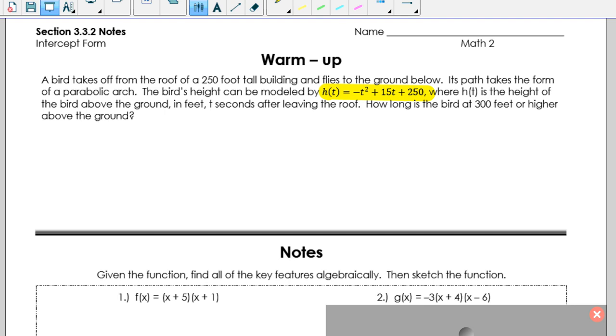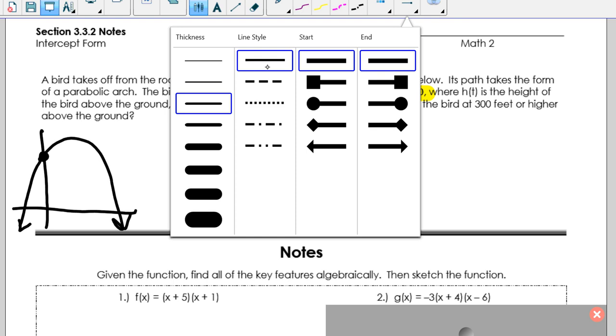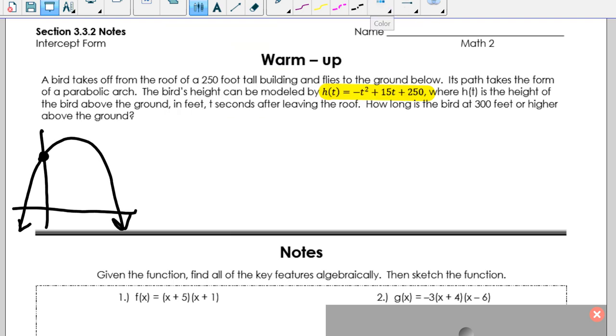So our x is our time and our y is our height. How long is the bird at 300 feet or higher above the ground? Okay, so basically when you think about this, you guys, we have a parabola that's opening upside down like this. I know that this is the point 0, 250. So right here, this is 0, 250 because that's my C value.